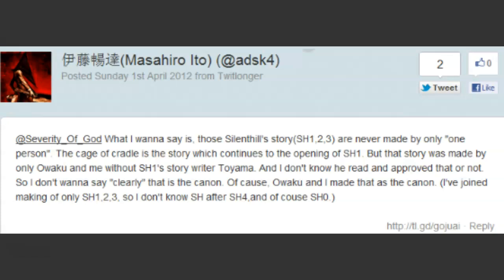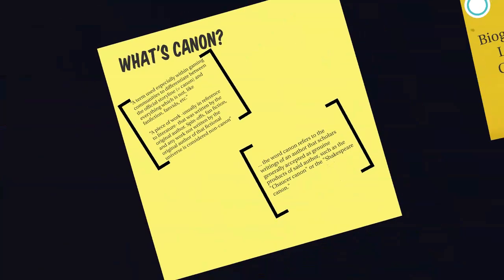So here's Ito himself saying, when a video game is made, multiple people work on it. So you can have multiple people saying this is canon, and then other people that worked on the same game saying, I don't think that's canon. I don't think that's actually the case. So then that brings us back to our question, which is, what's canon? And the answer is, it doesn't matter. It doesn't matter. And that seems like bullshit to go over all that to say it doesn't matter.